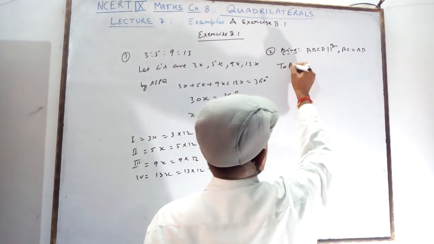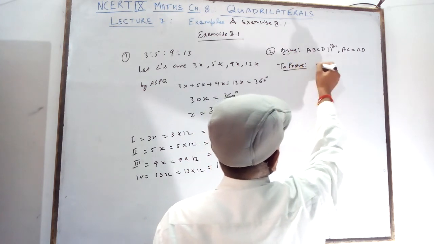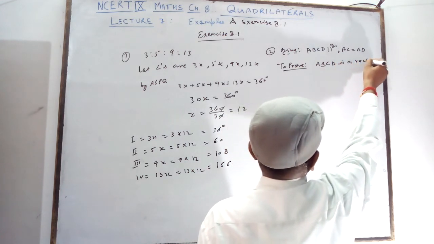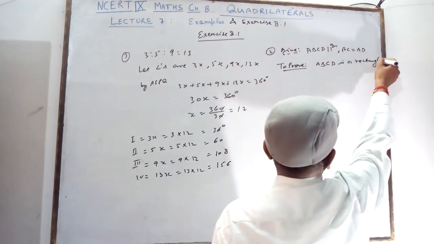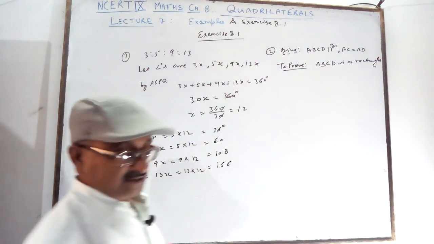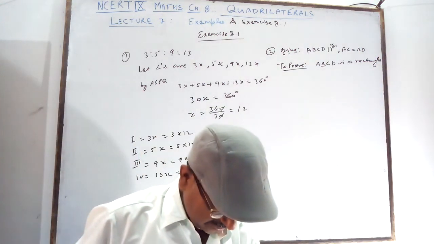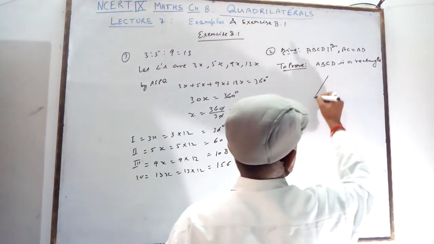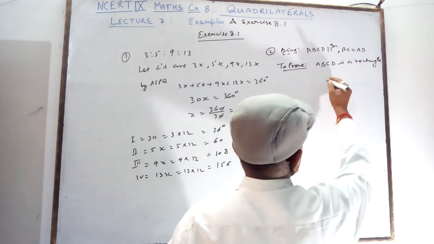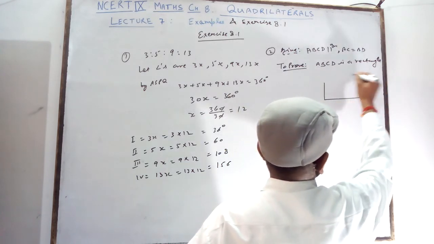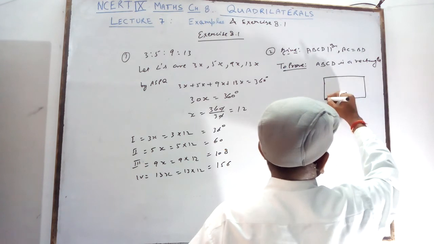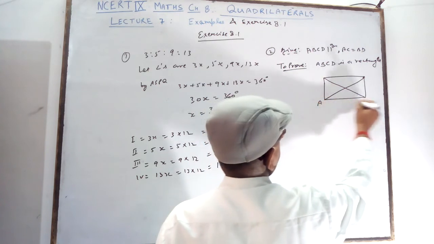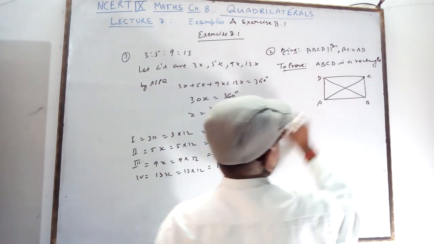To prove: ABCD is a rectangle. To prove ABCD is a rectangle, the diagonals of the parallelogram are equal, then prove that it is a rectangle. You will draw a parallelogram. You want to prove it is a rectangle, so you draw a rectangle and write parallelogram. A, B, C, D. Proof.